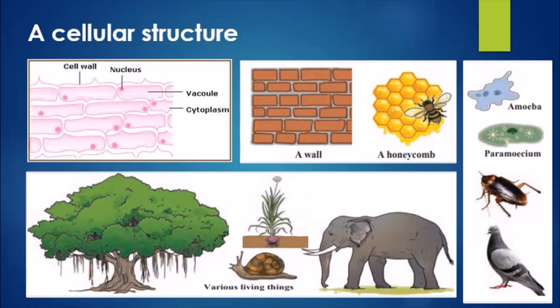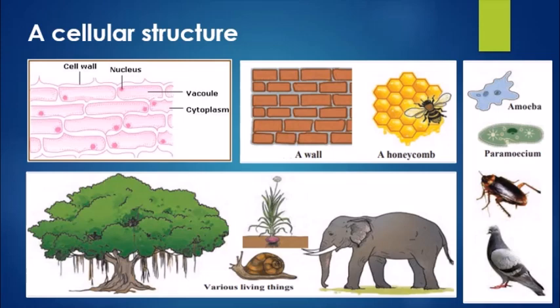It is the building block of the body. So all living organisms are made up of cells. Now these organisms can be of two types, either unicellular organisms or multicellular organisms. Now what do you mean by unicellular organisms? Unicellular means they are made up of only one cell.